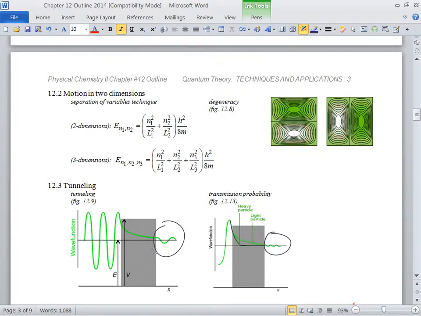Is this a wave function or is that a probability density? That plot that I circled. It's a wave function. So I said, okay, now here's your wave function, draw the probability density. What would you do?